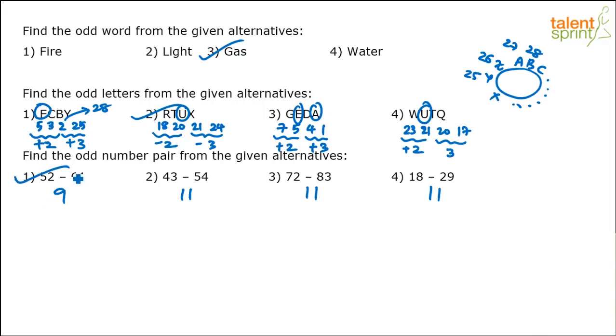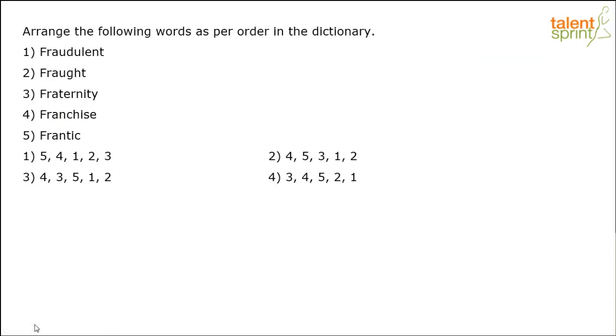It can be based on differences, multiples, prime numbers, composite numbers, different types of logics are there. Anything can be asked. And there is no end to it, right? There are infinite such logics. So I think the odd one is option one. Let's go to the next question.